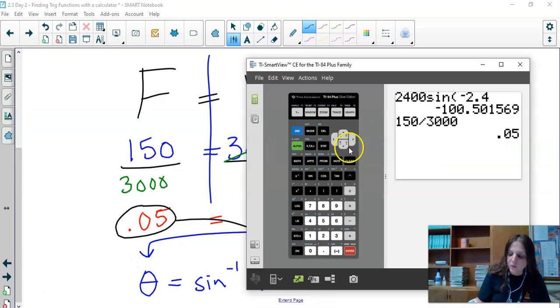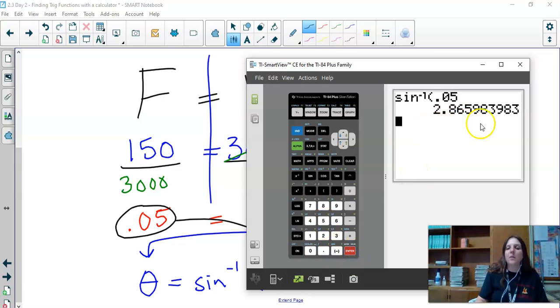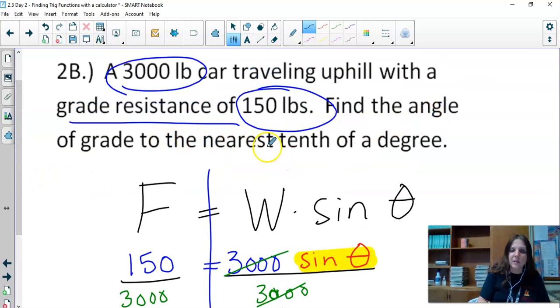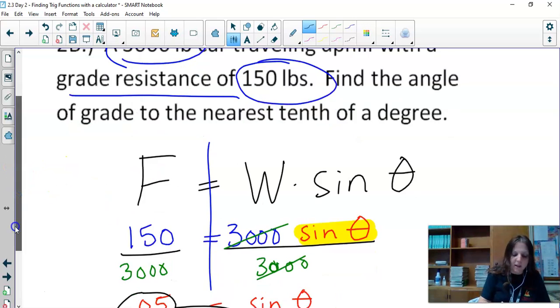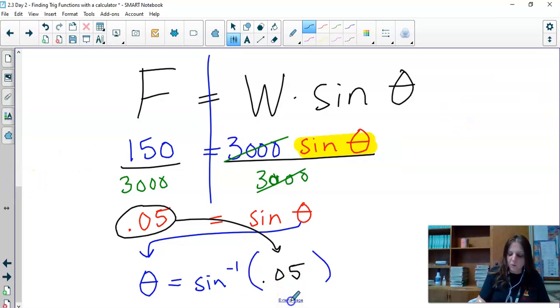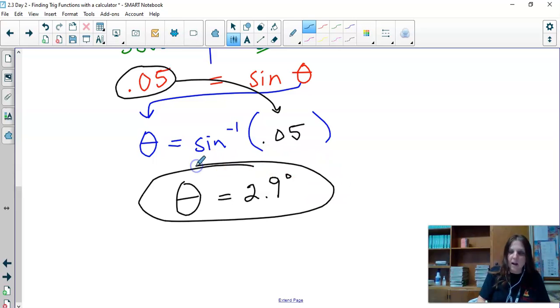So we're going to take the inverse sine, so second sine of 0.05, not 0.5, it's 0.05, it does make a difference, and we get this big decimal. The directions though said round the angle to the nearest tenth of a degree. So if we look at this number, the tenths place is one number after the decimal. So instead of 2.8, we're going to say 2.9 degrees. So this one is 2.9 degrees, and that's your theta. So this would be a 2.9 degree slope on the highway.